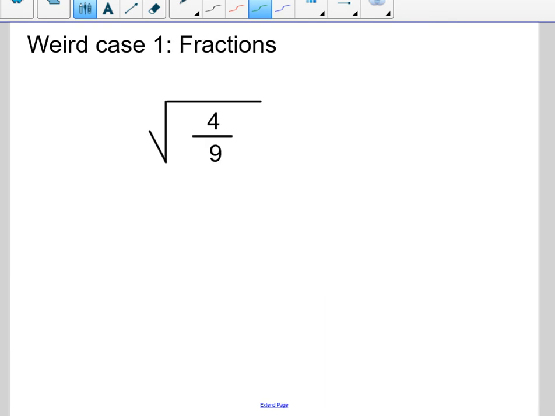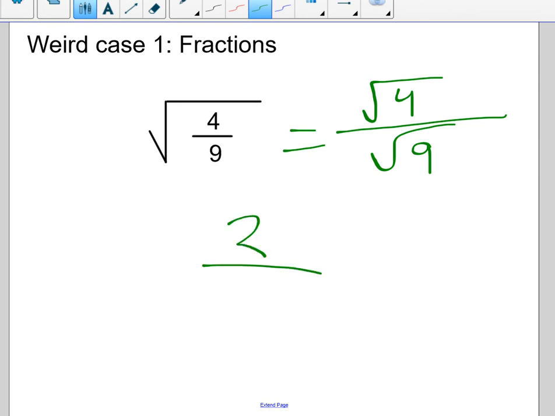Okay, weird case number 1, radicals on fractions. Can we simplify this? We can, and there are a couple different ways to think about what mathematically is actually happening here, but to me, the easiest way to think about it is to go ahead and say that the radical of 4/9 is the same as radical of 4 over radical of 9, which means that we can then just approach the numerator and the denominator separately. So what is the square root of 4? It's 2. And what is the square root of 9? It's 3. So the square root of 4/9 is 2/3.